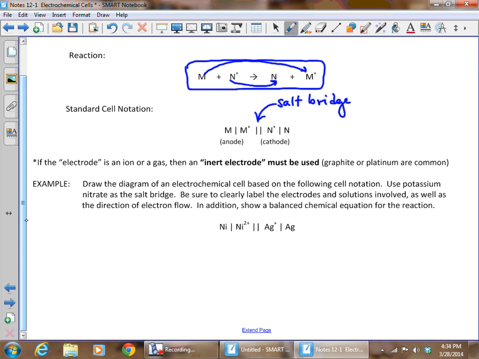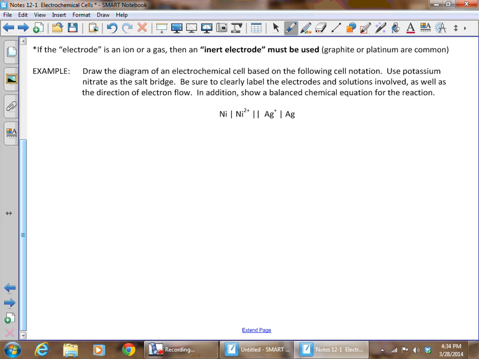So our example here, which is what you're going to be doing on your worksheet, is to draw the diagram of an electrochemical cell. It asks us to use potassium nitrate as our salt bridge. It says to be sure to clearly label the electrodes and the solutions that are involved, as well as the direction of electron flow. And we're supposed to show a balanced chemical equation for the reaction. Now, personally, I like to show the balanced chemical equation first, just to get started. For me, it makes more sense when I start drawing these cells.